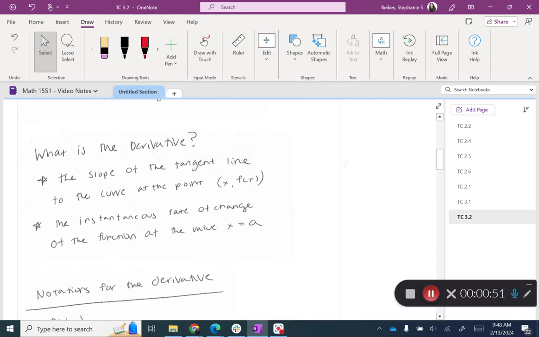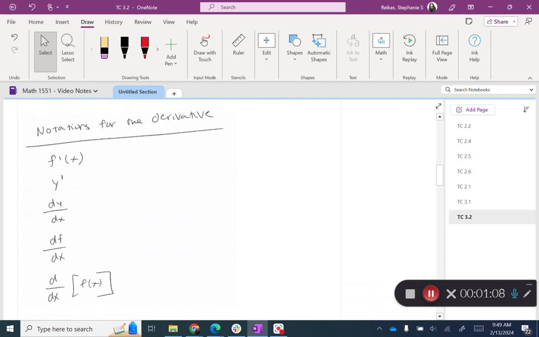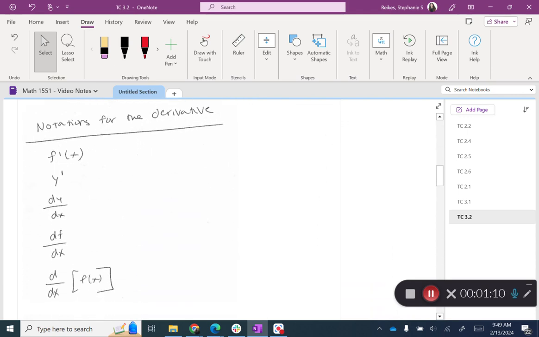Let's review again. What is the derivative? It's the slope of the tangent line to the curve at the point x comma f of x. It is also considered the instantaneous rate of change of the function at a value of x. We have lots of different ways of notating the derivative: f prime of x, y prime, dy dx, df dx, and d by dx of our function f of x.